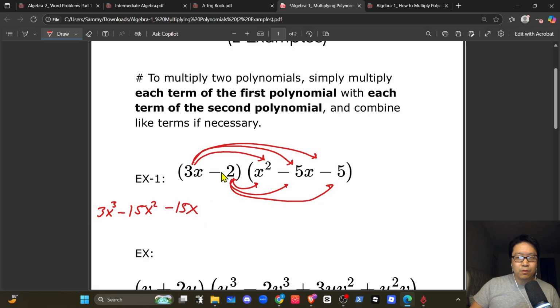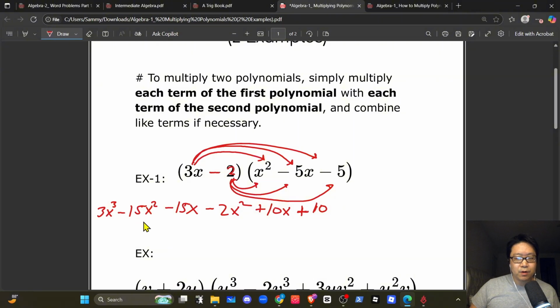Now we move on to this negative 2. Negative 2 times x squared is going to be negative 2x squared. Negative 2 times negative 5x is going to be positive 10x. And then negative 2 times negative 5 is going to give us positive 10. There's nothing new here. We're just extending the ideas of everything that we did before.